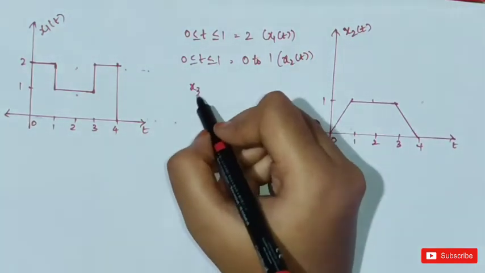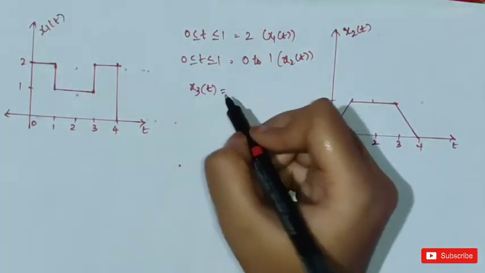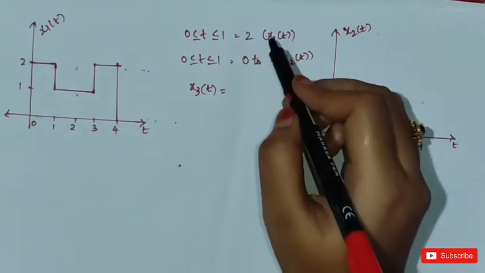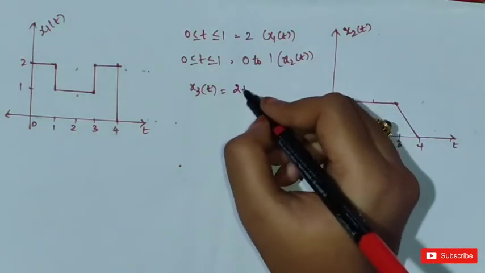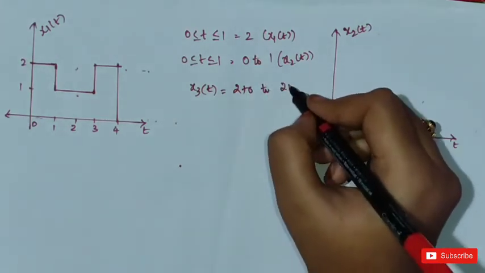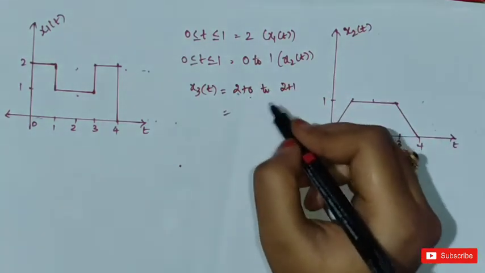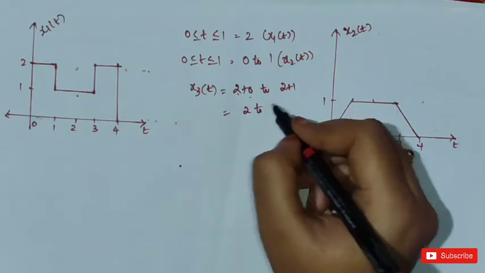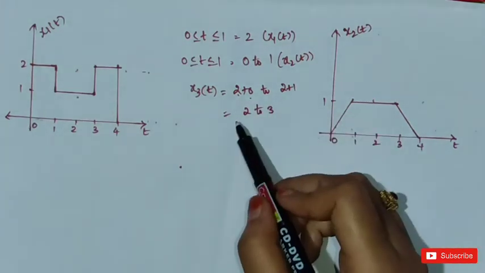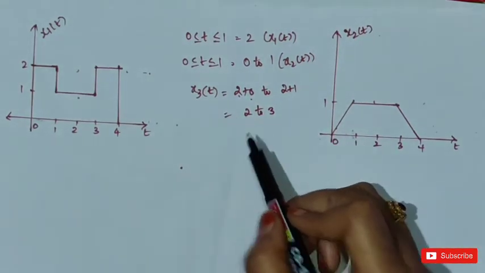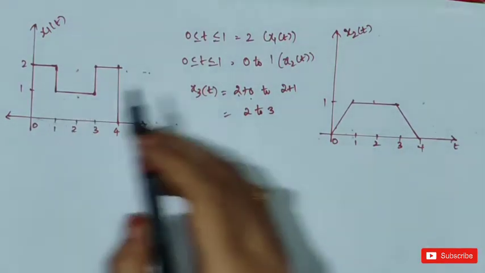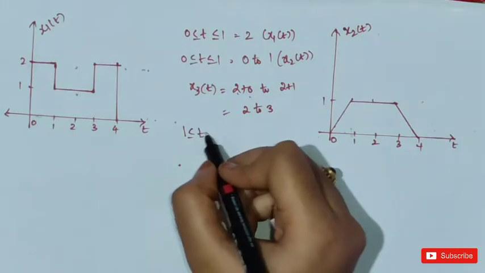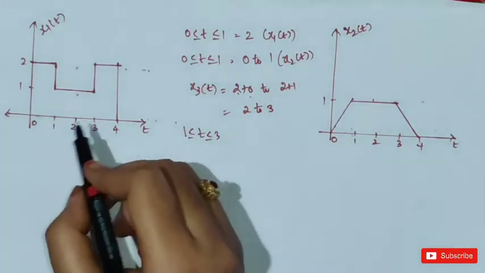Now we have to find the value for the resultant signal x3 of t, which is equal to x1 of t plus x2 of t. How to do this? 2 plus 0 to 2 plus 1. 2 plus 0 is nothing but 2. 2 plus 1 is 3. So the signal is like this. The signal will rise from 2 to 3. In the same way, let us find in the time range 1 to 3.